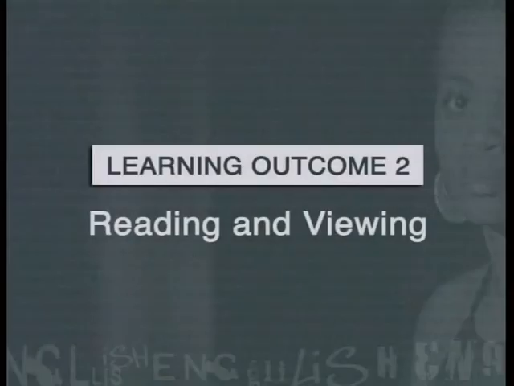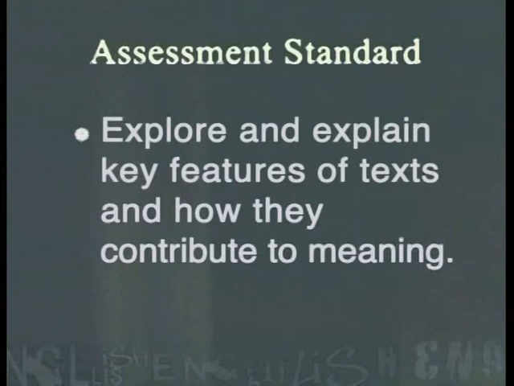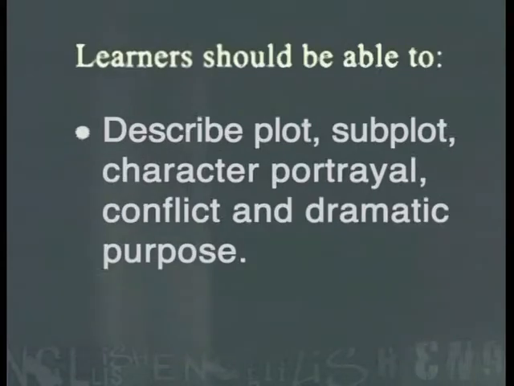The following lesson addresses Learning Outcome 2, Reading and Viewing. It addresses the assessment standard that requires learners to explore and explain key features of texts and how they contribute to meaning. Learners should be able to describe plot, subplot, character portrayal, conflict, and dramatic purpose.